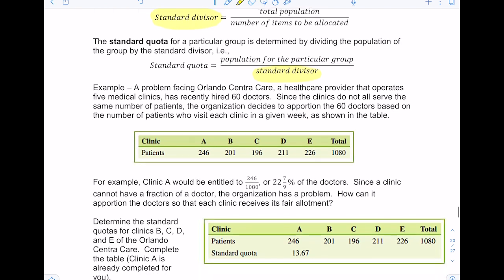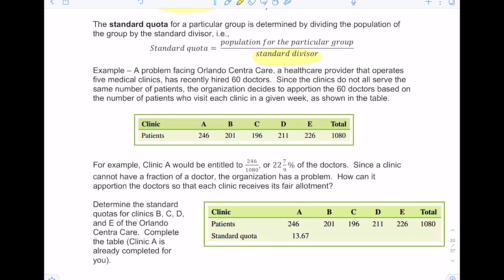Here's an example. Orlando Centricare, a healthcare provider that operates 5 medical clinics, has recently hired 60 doctors. Since the clinics do not all serve the same number of patients, the organization decides to apportion, or divide up, the 60 doctors based on the number of patients who visit each clinic in a given week. There's our table. In Clinic A, there are 246 patients a week. In Clinic D, there are 211, and so on. There's a total of 1,080 patients per week.